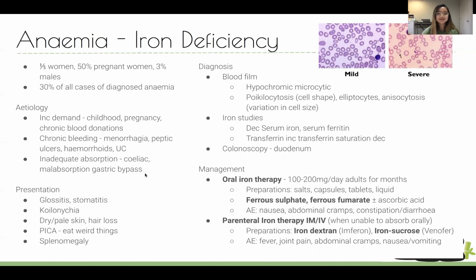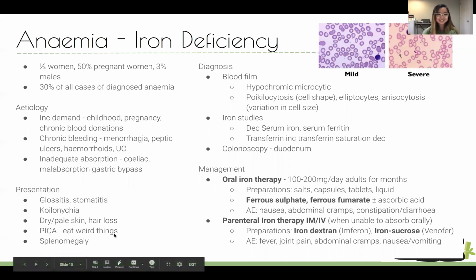also like I guess your diet. So if you're vegan, like me, you might get iron deficient. Not like me. Presentation, you get glossitis, stomatitis, koilonychia, dry and pale skin. Pica is when they eat weird things like ice, I think, and like paper, and splenomegaly.